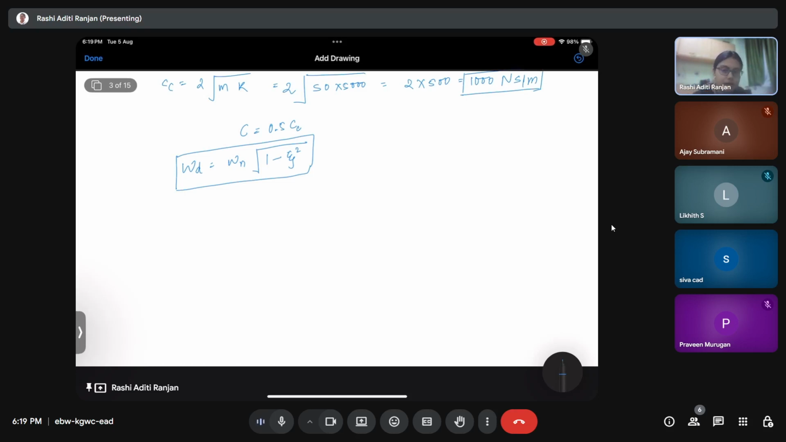Now we have to find out the damped natural frequency. See, C is given as 0.5 of Cc. In that case, eta is what? C by Cc, which is nothing but 0.5. Okay, and then the question is, what is omega n?